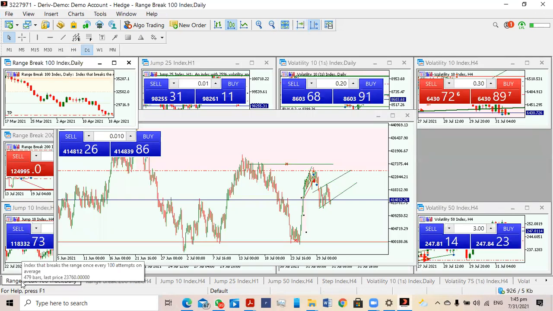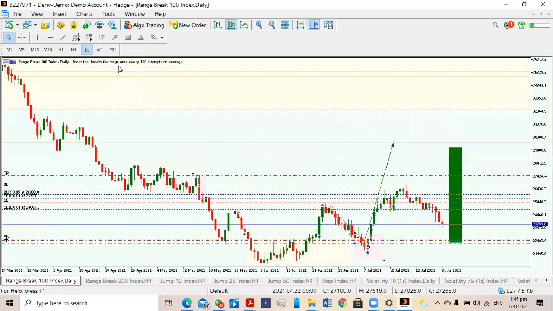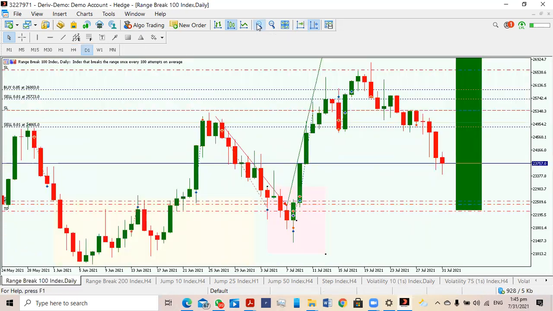Then we have another liquidity void on Range Break 100. Yeah, this is a liquidity void. So the market is selling back to this area, to this liquidity void area. It will always sell back. If there is fast movement anywhere, the market will always chase back to that place, either to sell or buy. The market sold here, a very fast movement here.